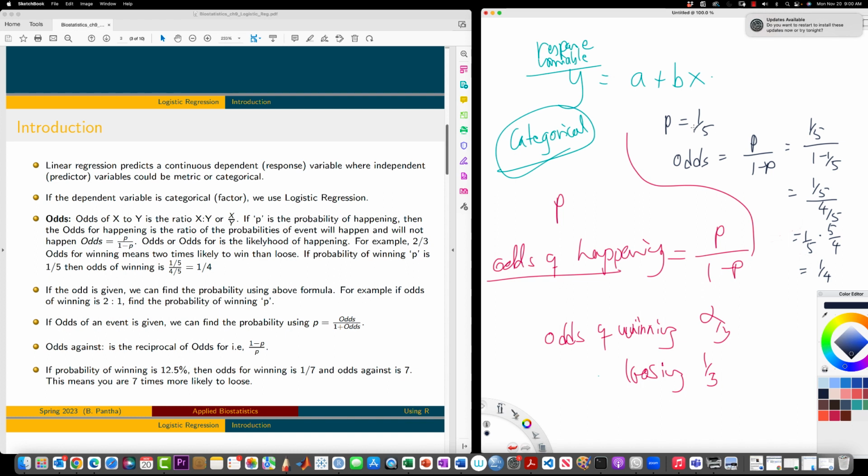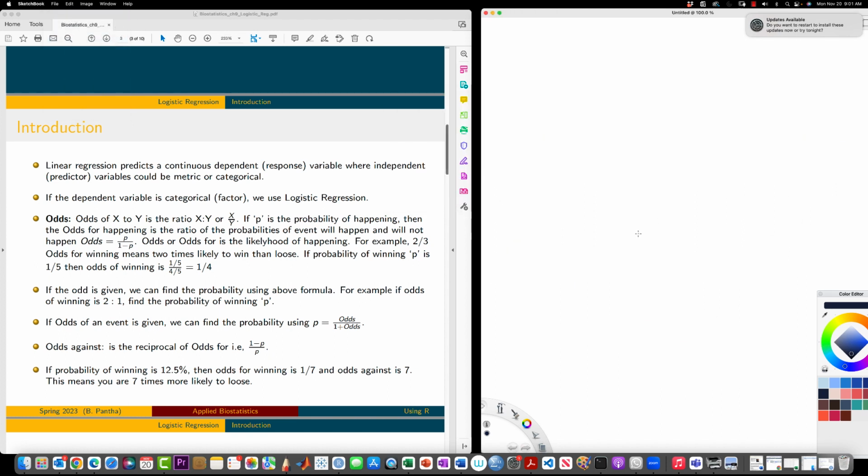So if the probability is given, then you can find the odds of winning. If this is the winning probability, then the odds of winning is that one. If this is the losing probability, then the odds of losing is that formula. That's how we can find the odds of winning or losing based on the given probability. All right, the next thing is, if the odds are given, then we can find the probability using the above formula. If P is given, then the odds are given by P over 1 minus P, right?